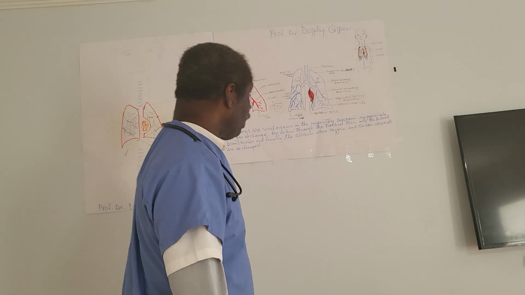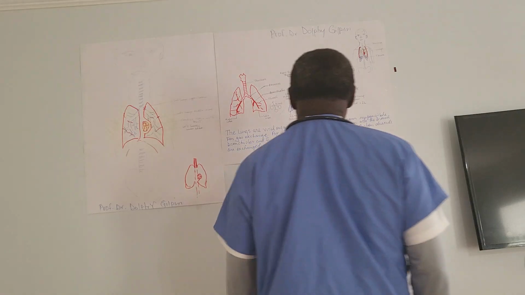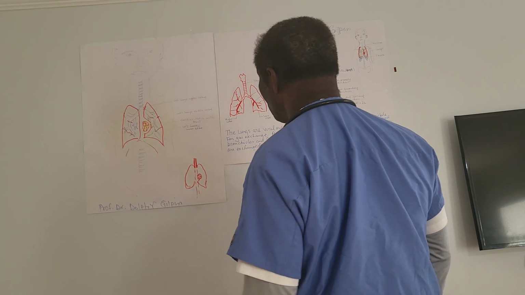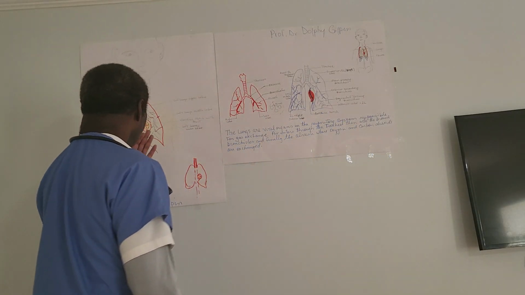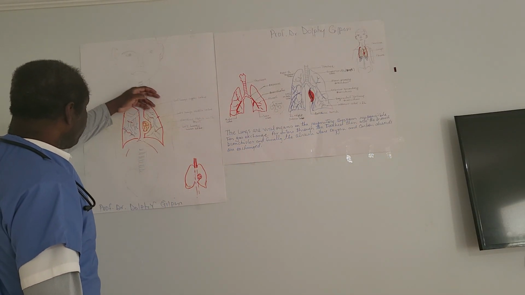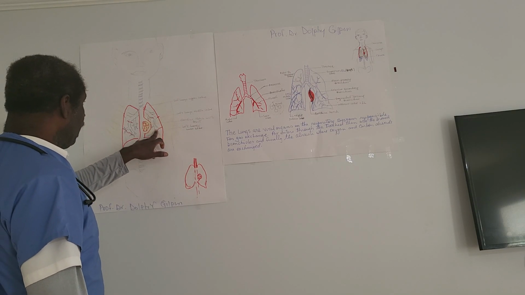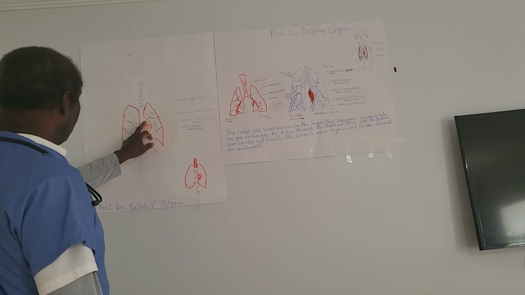Dr. Dolphy Gilpin with the lungs, part of the respiratory system, the major part, the pulmonary system as well. And here on this major diagram, we have the left lung's upper lobe, the left lung's middle lobe, and the left lung's lower lobe, the cardiac notch with the heart.